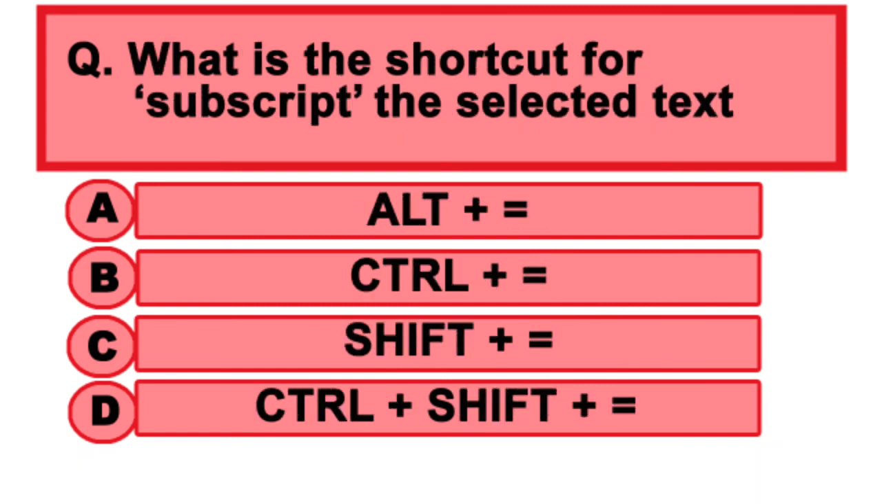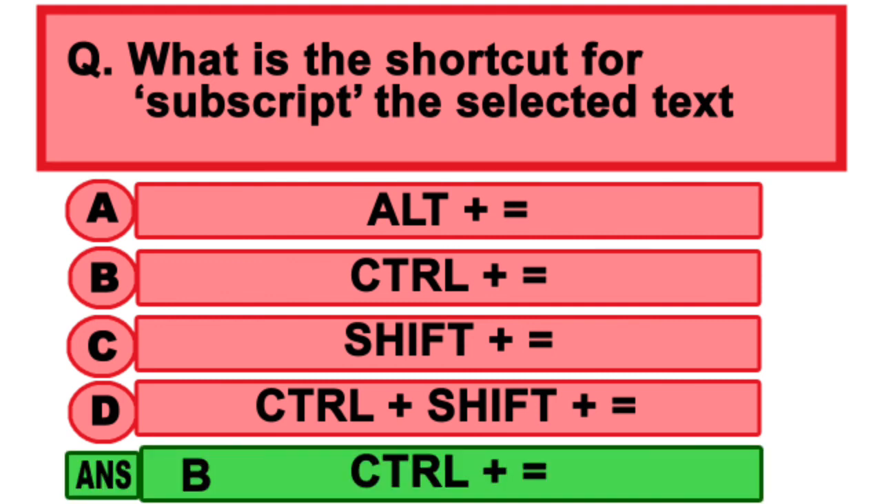What is the shortcut for subscript the selected text? A, Alt equal, B, Control equal, C, Shift equal, D, Control Shift equal. The shortcut key Control equal is used for subscript. The shortcut key Control Shift equal is used for superscript. The correct answer is answer B, Control equal.